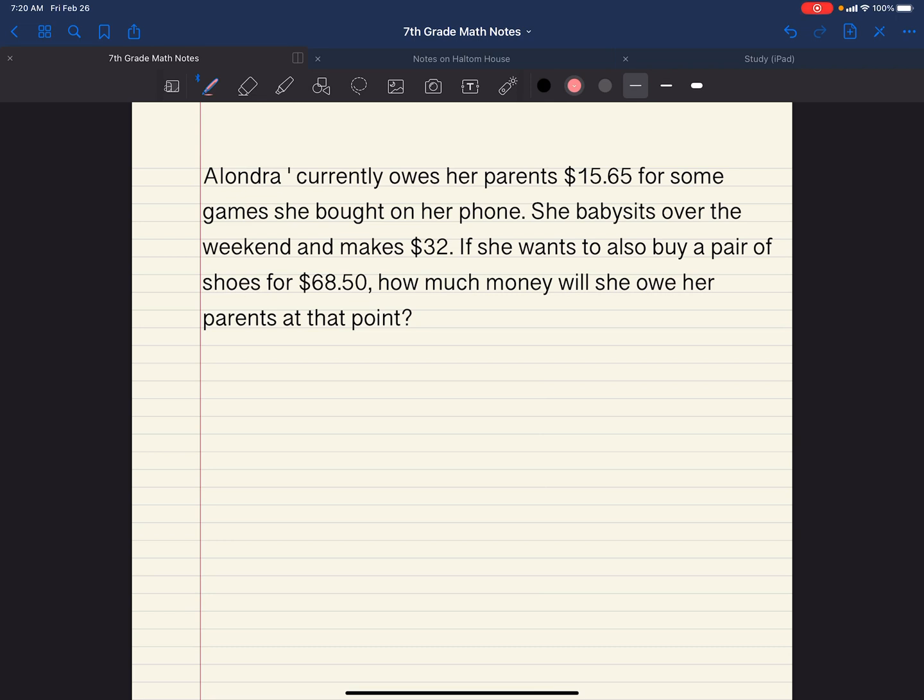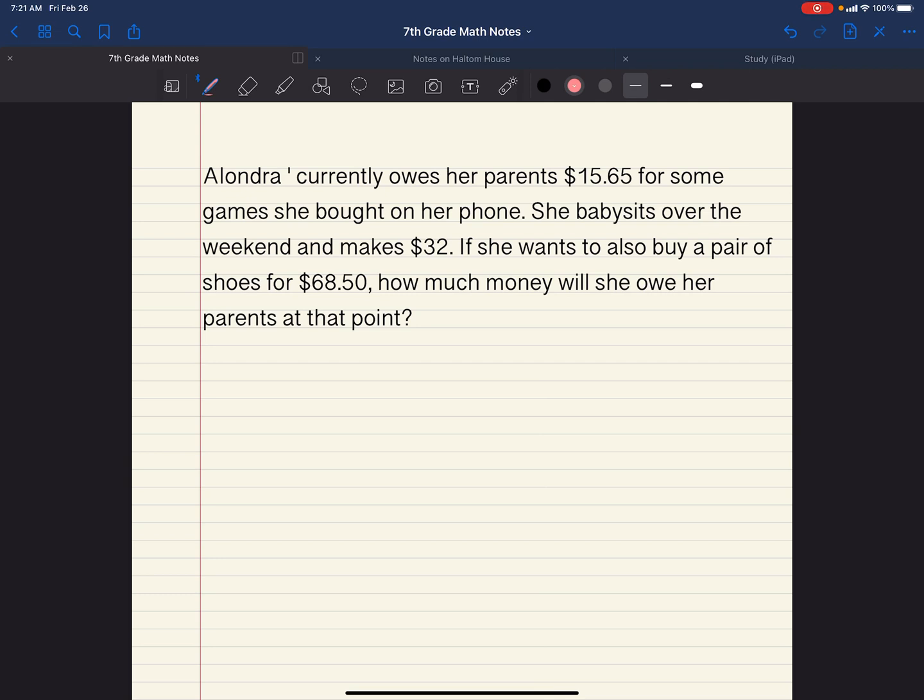Alondra currently owes her parents $15.65 for some games she bought on her phone. She babysits over the weekend and makes $32. If she wants to also buy a pair of shoes for $68.50, how much money will she owe her parents at that point?